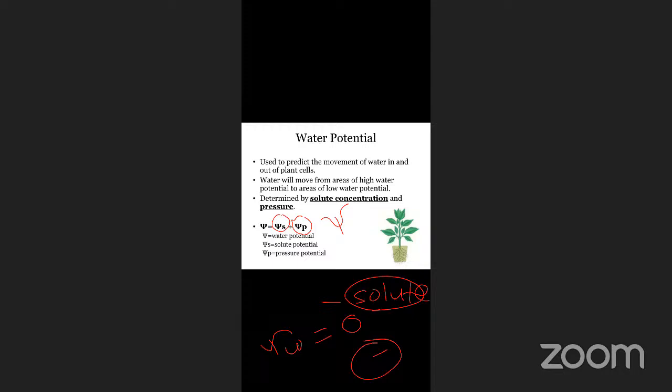Solute potential means if we add solutes to water, automatically the free movement of water decreases. That is called solute potential. What is the value of solute potential, negative or positive? That means in solute potential, does water movement decrease or increase? Decrease, sir. It's negative. So it would be negative.